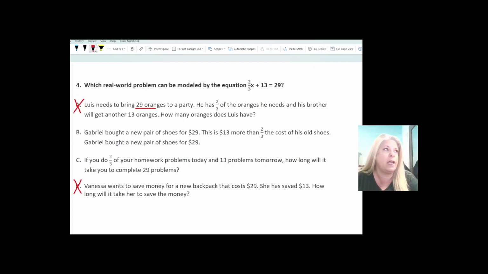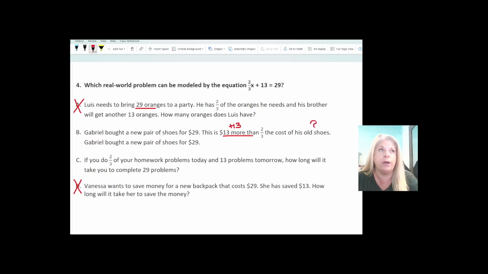Letter B says Gabriel bought a new pair of shoes for $29. This is $13 more than, so there's a clue there. The more than would mean add 13, which matches with our equation up here, okay? More than 2/3 of the cost of his old shoes. So thinking about 2/3 times something that's unknown, Gabriel bought a pair of new shoes for $29. We don't know the price of the old shoes.